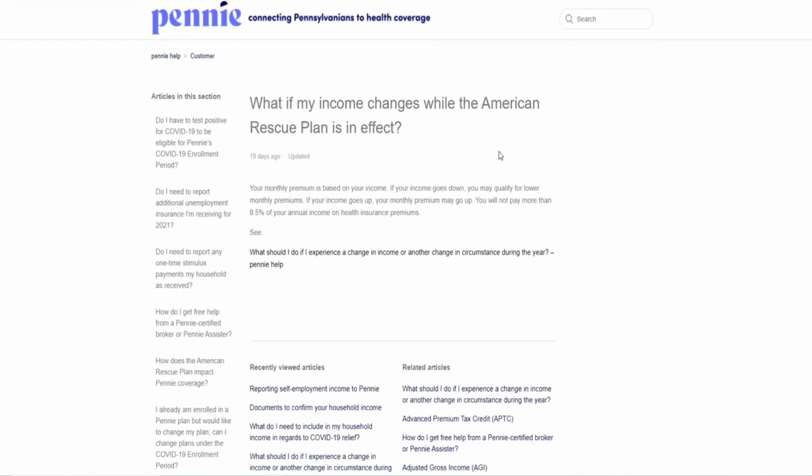An important thing to keep in mind as well is, what if my income changes while the American Rescue Plan is in effect? This is, again, as of March 11th, your monthly premium is based upon your income. If the income goes down, you may qualify for lower monthly premiums. If your income goes up, your monthly premium may go up, but you will not pay more than 8.5% of your annual income on health insurance premiums.